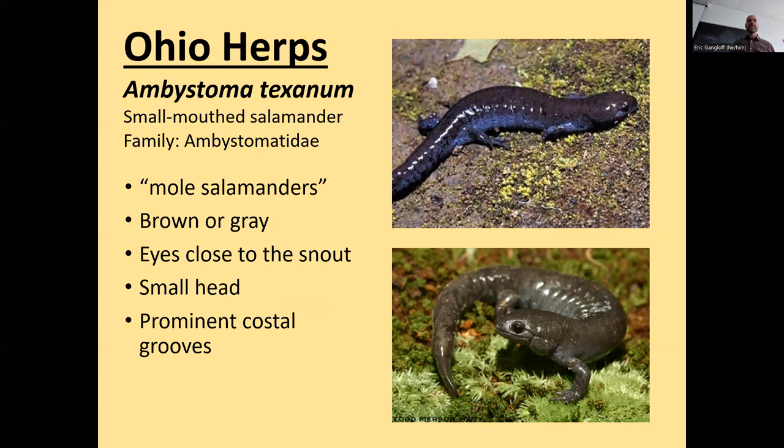They are very similar in body shape to the spotted salamanders, except they don't have spots. They have this brown or grayish background color, and their eyes are really close to their snout, and it gives them this appearance of having a small mouth, basically, hence their name. You can also see they have these very prominent costal grooves, similar to the spotted salamanders, probably a little more prominent even than the spotted salamanders.